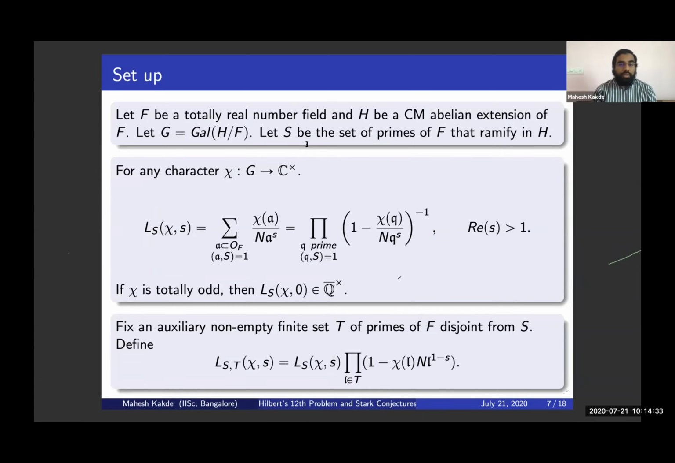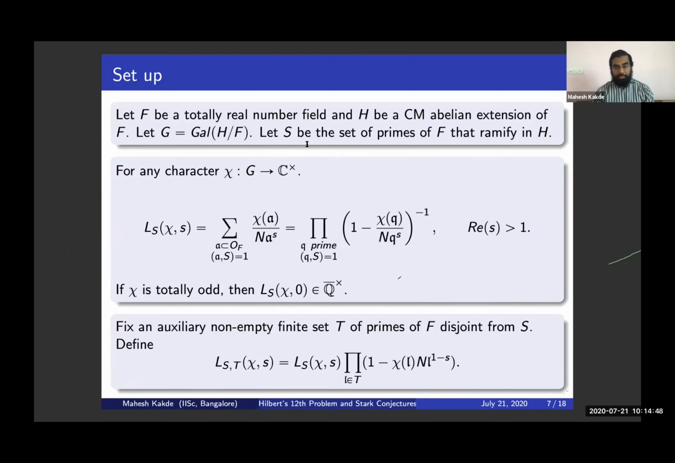And I denote by G the Galois group of H over F. And S is the set of primes that ramify in H, precisely the set of primes that ramify in H. Throughout my talk, I'll not have infinite places. Otherwise I should ideally put infinite places in the set S.